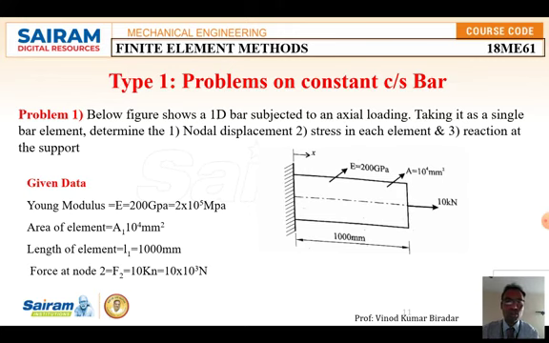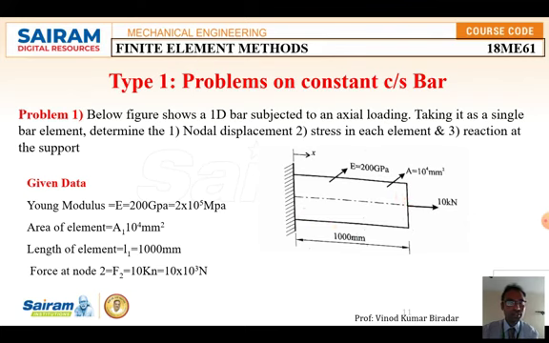First you have to analyze the diagram. Since it is only one element, it is mentioned as a singular element, a single bar. In this problem, Young's modulus is given, E is equal to 200 gigapascal, and area is given as 10 to the power of 4 mm square, and a 10 kilonewton axial force is acting at node number 2, and length is given as 1000 mm.